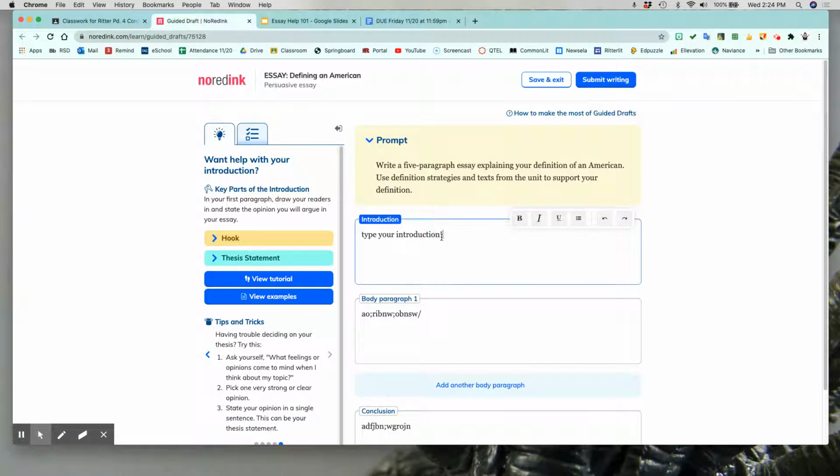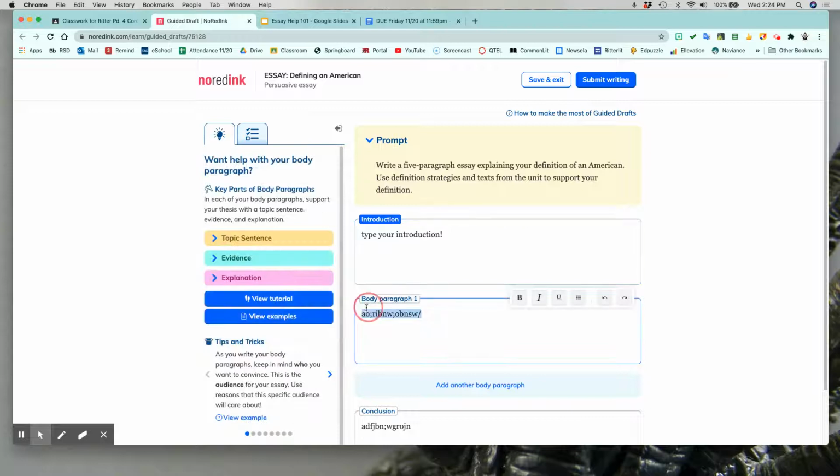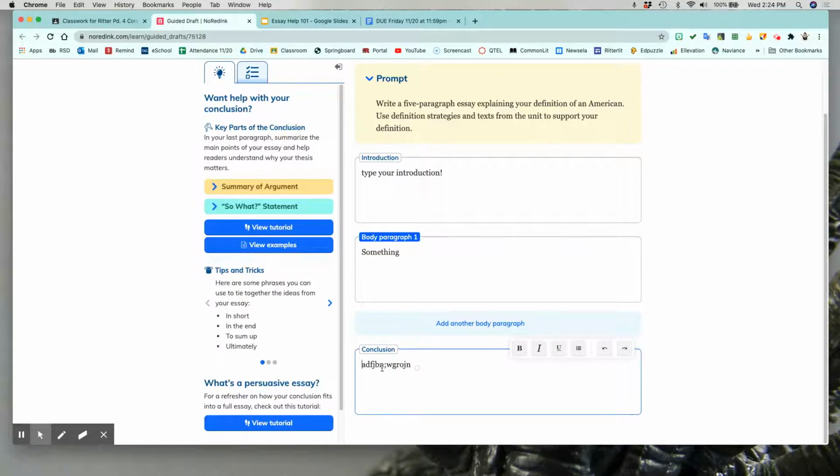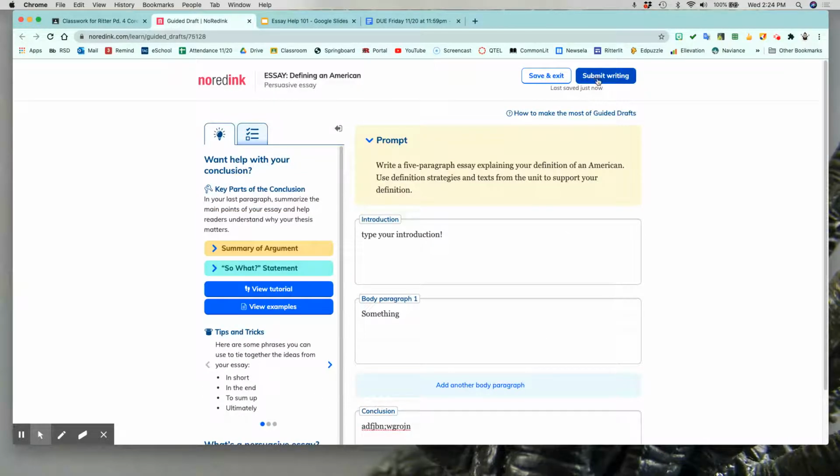So once you have typed your introduction into this box, I want you to submit it to me, but to do that, you have to enter something into the body paragraph box, or it says that you haven't completed the assignment. So you can just write whatever you want. You can type a random string of things, letters, whatever. As long as you have text in all 3 boxes, then you can come up here and click Submit Writing.